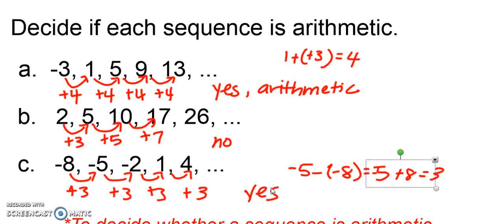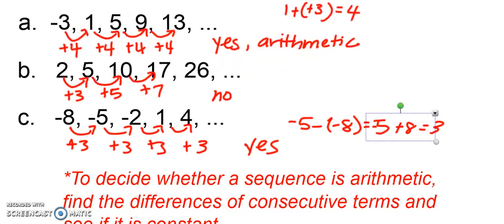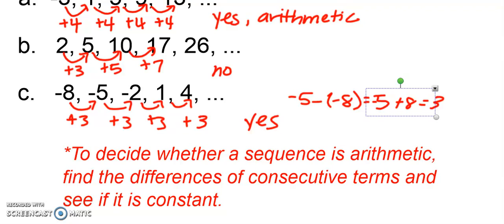Now remember to make the note that to decide, we need to find the difference of consecutive terms and see if it's constant. And by consecutive, we just mean terms in a row. So we should be looking at the difference between each term, how much is it increasing, or possibly how much is it decreasing.